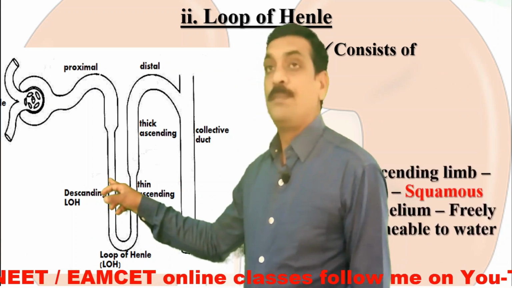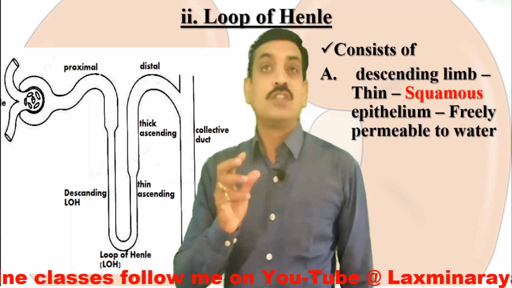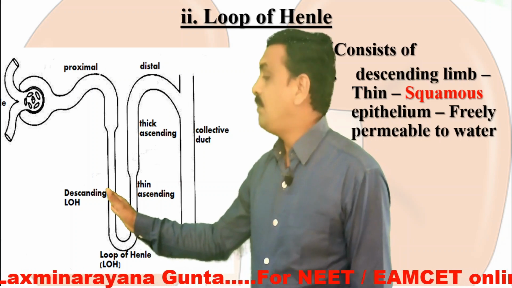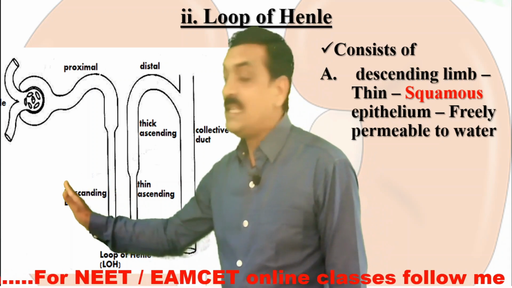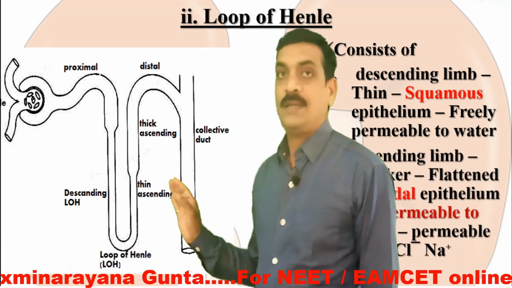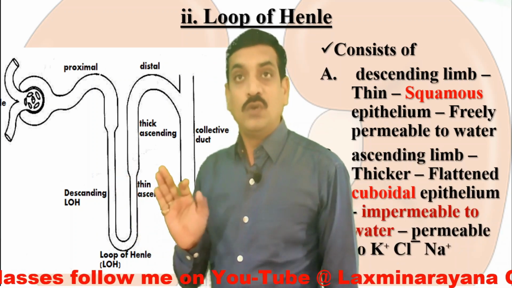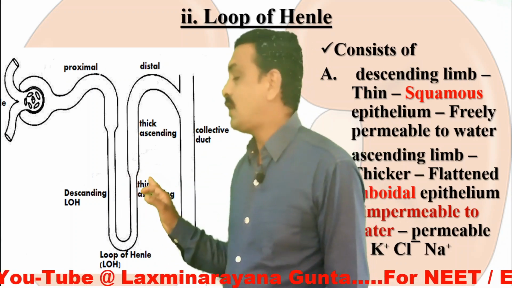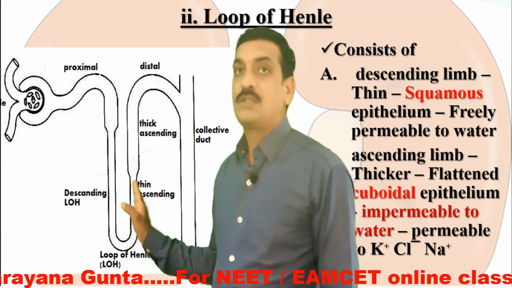This descending limb is thin, and its walls are made up of squamous epithelium. This descending limb is freely permeable to water, meaning the water can easily pass through it. Whereas the ascending limb is thicker than the descending limb, and it is impermeable to water and permeable to sodium ions, chloride ions, potassium ions. Means sodium, potassium and chloride ions can easily pass through this membrane.